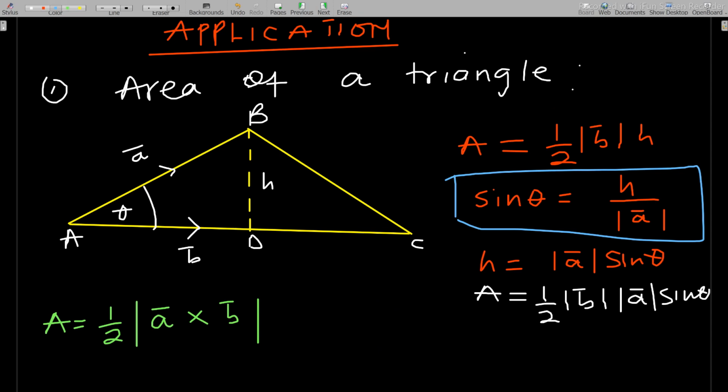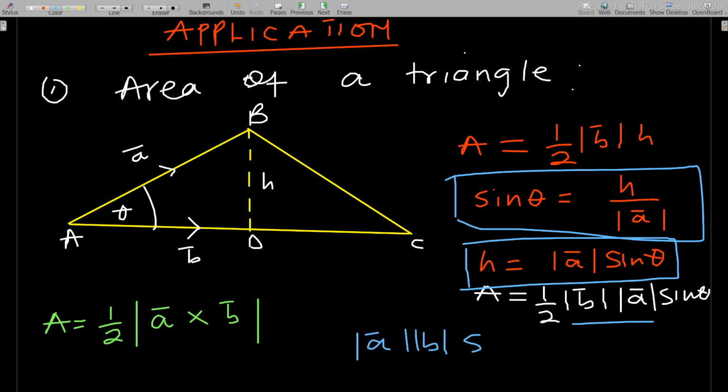So it means we can make h the subject and put h in the area formula. So h is simply the magnitude of a times sine theta. Put it there, and you get the area being equal to half, magnitude of b times magnitude of a sine theta. But these two can be written as magnitude of a times magnitude of b times sine theta. This is the cross product of a and b. I hope you get it.